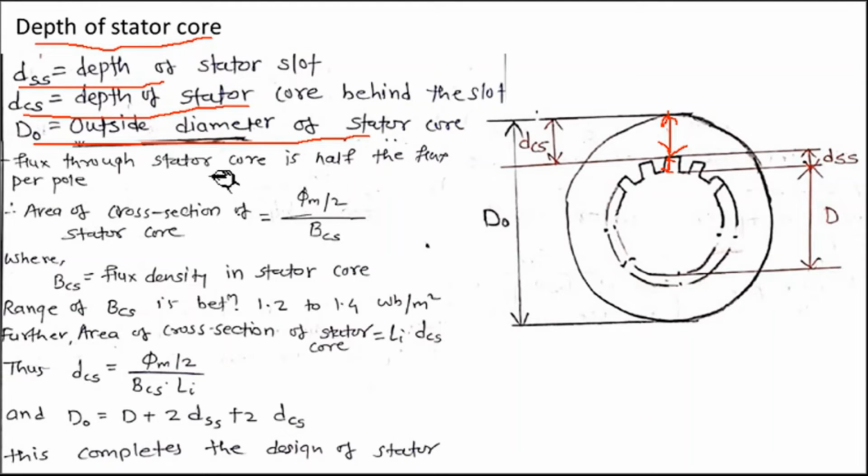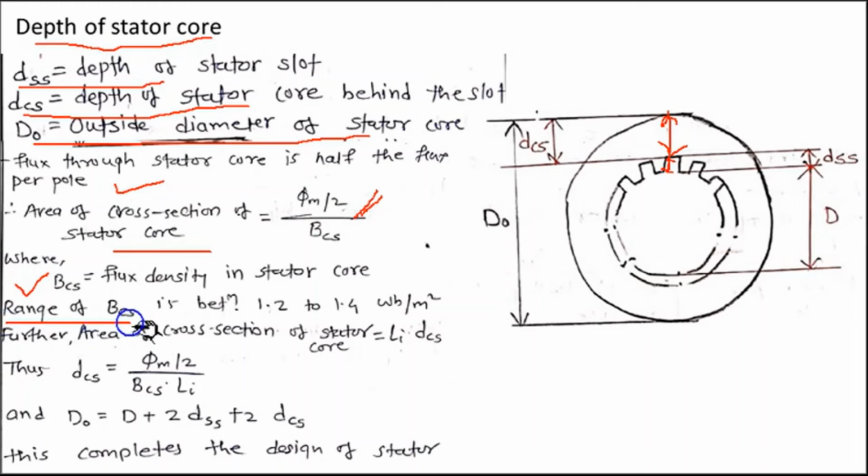Now, the flux through the stator core is half the flux per pole. These are the assumptions we made. So if you assume the flux through the stator core is half the flux per pole, then the area of cross section of the stator core is given by phi m by 2, because we have assumed it as half, divided by BCS. BCS stands for flux density in the stator core.